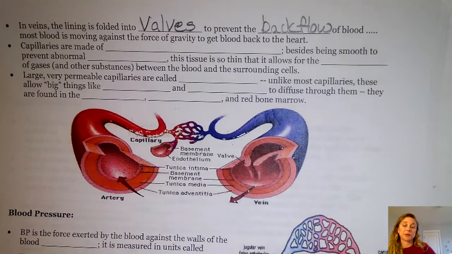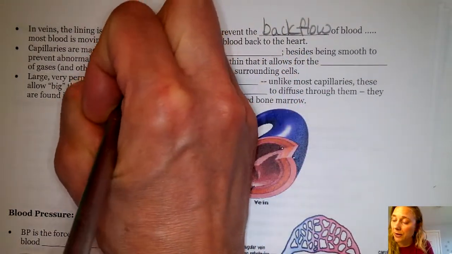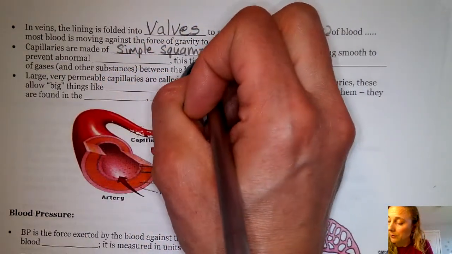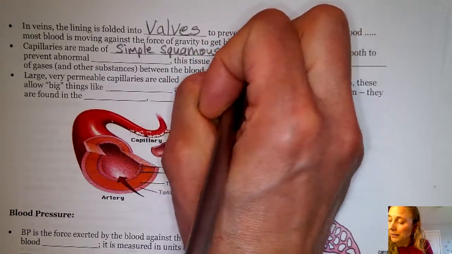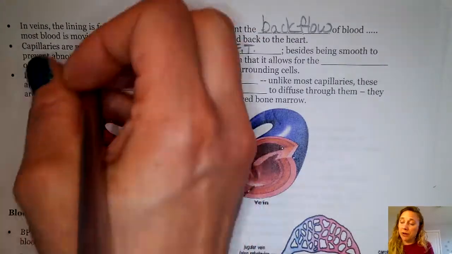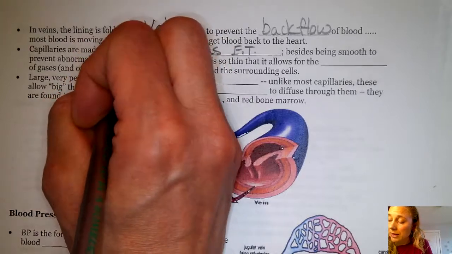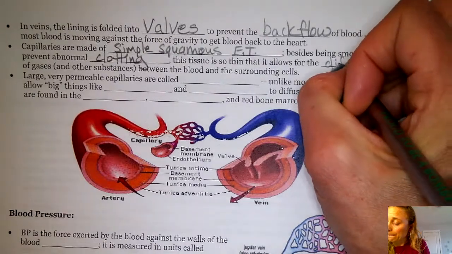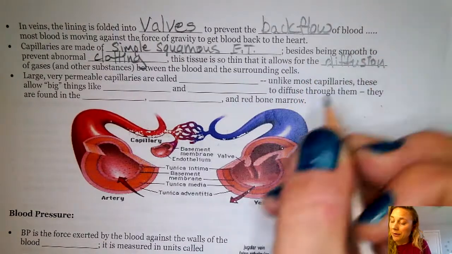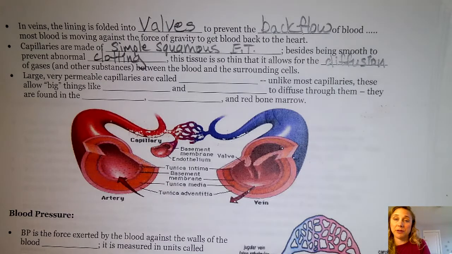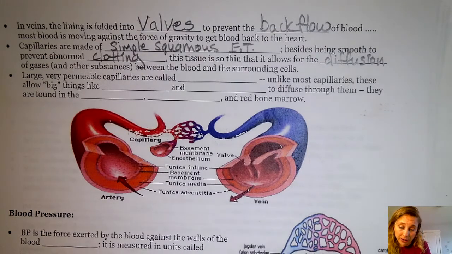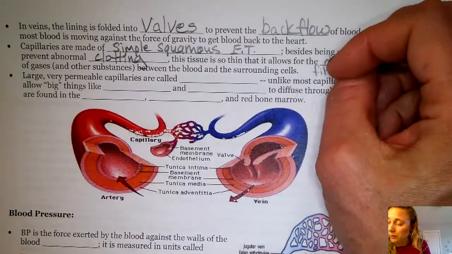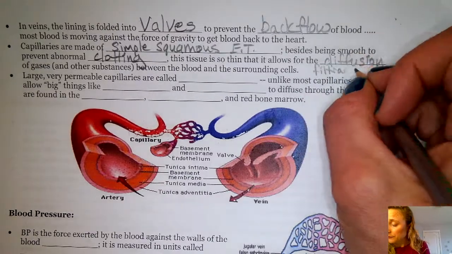Makes sense. Capillaries are made of simple squamous epithelial tissue. Yes, we talked about that. It's a lining. Besides being smooth to prevent abnormal clotting, this tissue is so thin that it allows for the diffusion of gases and other substances between blood and surrounding cells. You could also arguably say that it allows for filtration too, because it doesn't allow large cells to pass.